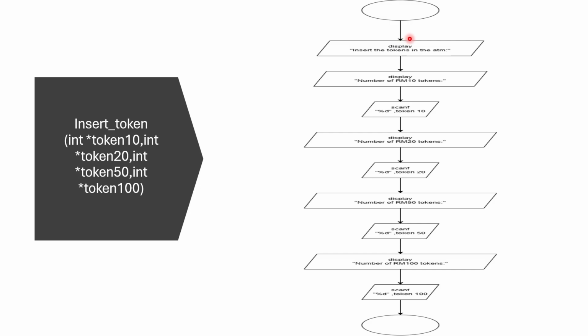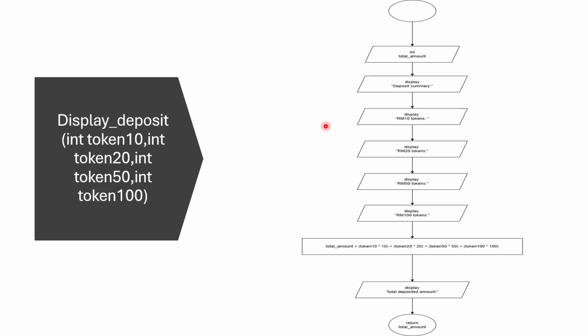So we go into the next function, insert token. Firstly, it will display insert the token in the ATM and display the number of RM10 tokens. The user will insert the number of tokens and the system will scan the RM10 token and display the number of RM10 tokens, and it will scan again and display the number of RM50 tokens, and it will scan again, and the iteration is continuous until the end of the function.